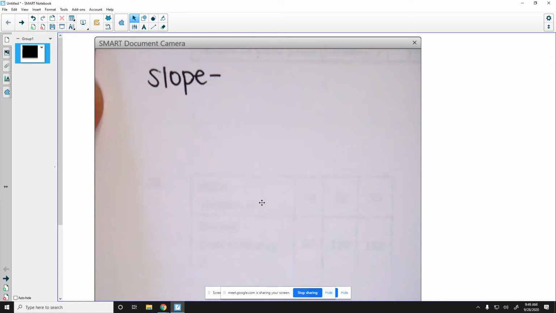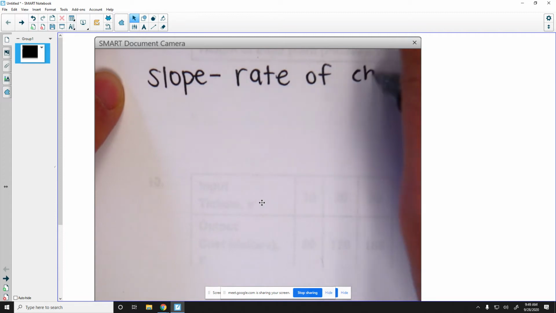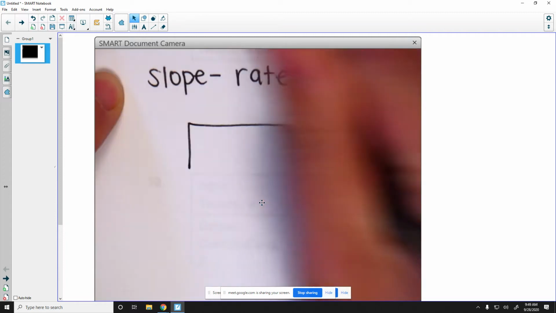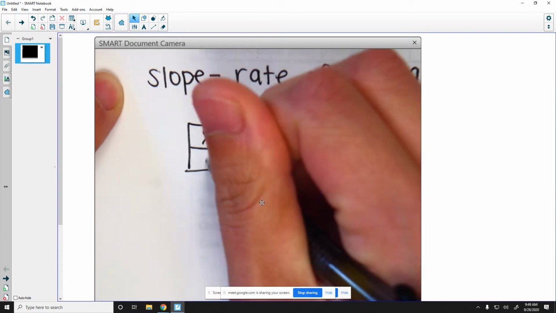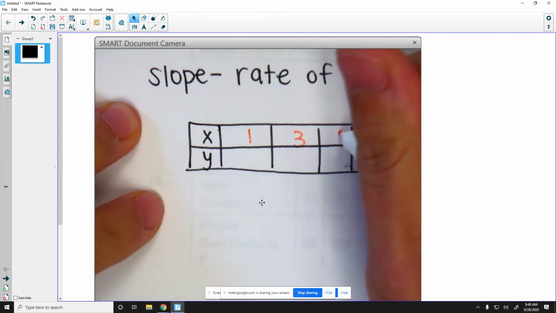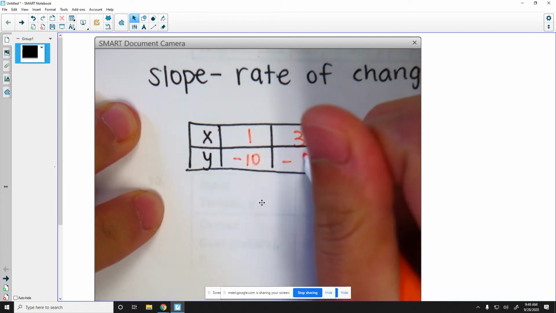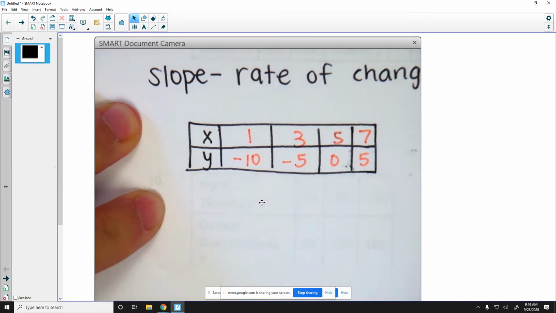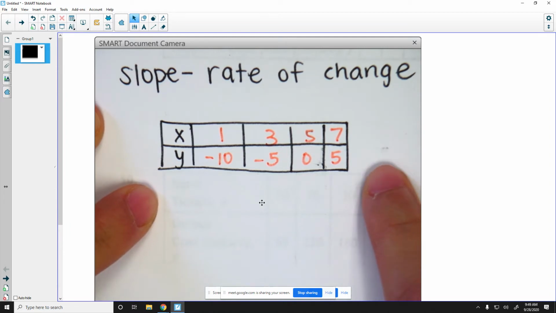So when we're talking about slope, it is the same thing as saying rate of change, right? So if we have, let's say, a table, and I know that in a table I always have my X's on top and my Y's on the bottom. Let's say that my numbers are 1, 3, 5, 7. And then on the bottom, let's say I have -10, -5, 0, and then +5. So first of all, I have to see if this thing is linear, okay? So does anyone remember, how do I figure out if a table is linear?